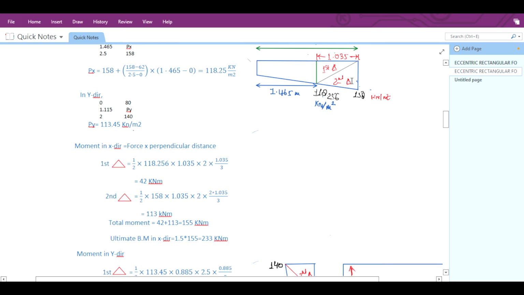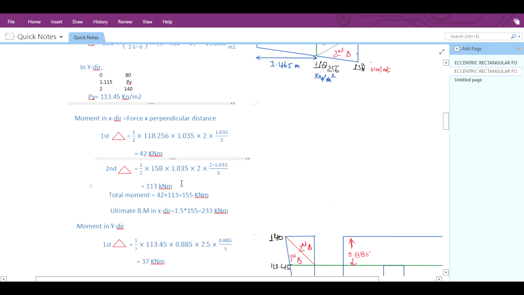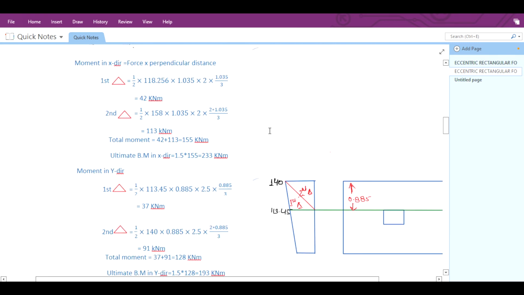And for the second triangle you have to do the same procedure, that is half, base it is 158, multiplied by 1.035, multiplied by the width of the footing, that is 2 meter, multiplied by the CG, that is at two thirds of the triangle. So it is two thirds of 1.035. So it will come as 113 kilonewton meter. So the total moment for the x direction will come as 42 plus 113, that is 155 kilonewton meter.